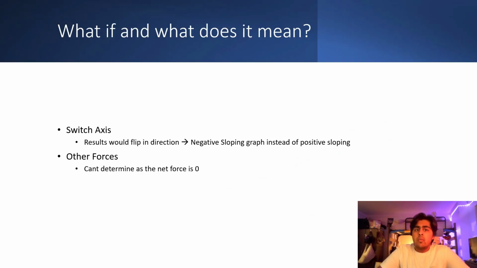The what-if is, when I analyzed the video data, I put the origin on the left of it. If I were to change the axis, then the slope of the model graph would change. For example, if I were to put the origin to the right of where the ball was rolling, then the results would flip in direction, with a negative sloping graph instead of a positive sloping graph.